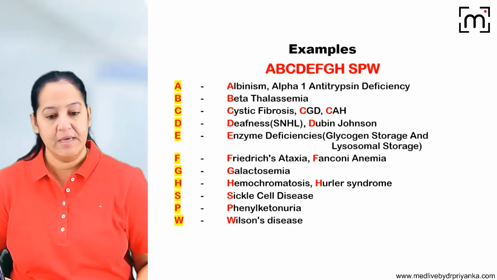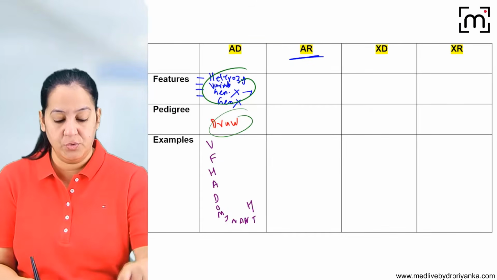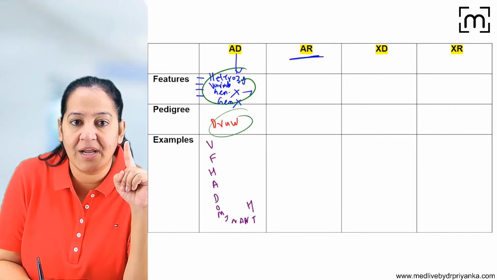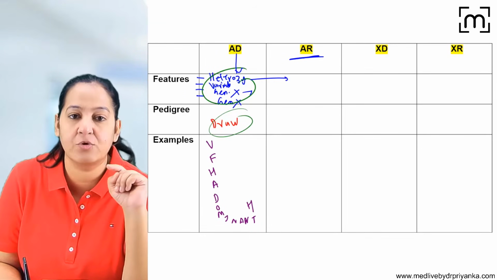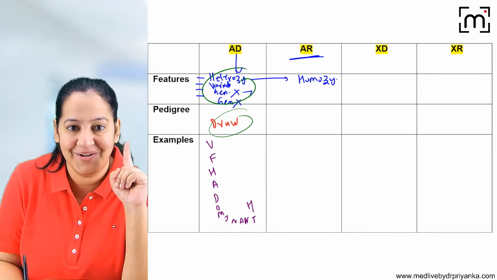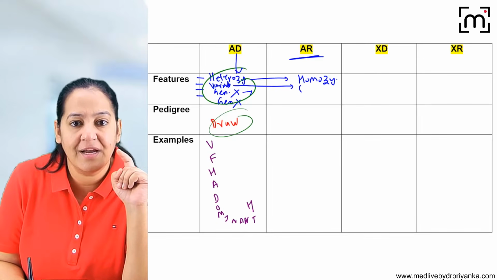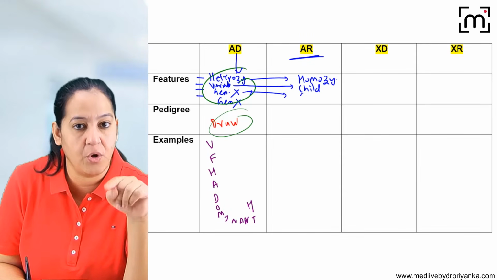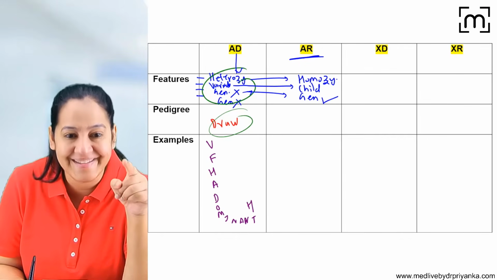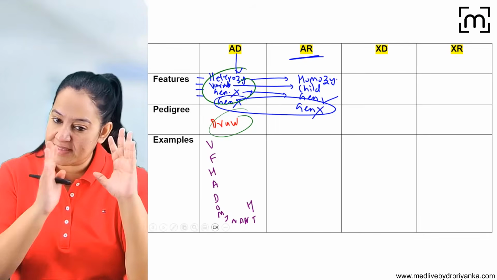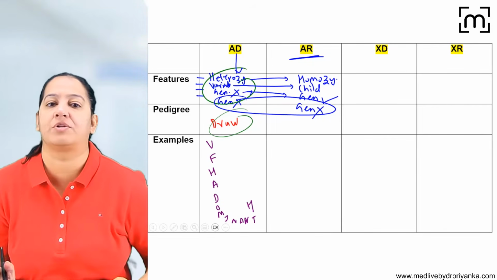So these are the features. In contrast, you can write that autosomal dominant was expressed in heterozygous as well as homozygous condition. This one is expressed only in homozygous, not in heterozygous. Here the onset was variable, here the onset occurs in early childhood. Here generation skip is not there, here generation skip is there. But one thing is common: gender bias is not there in both of them. There is no gender bias in either autosomal dominant or autosomal recessive.